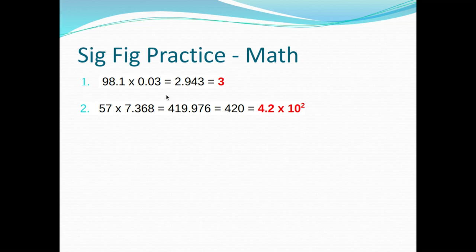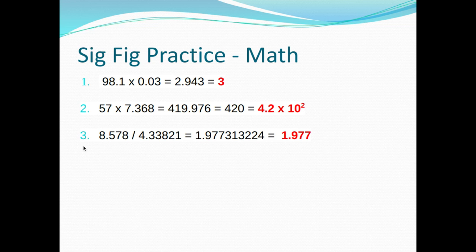My answer on the calculator would have come up to be 419.976. I need 2 sig figs here. So I'm going to look at this and say 419. I need to make that number 2 sig figs. So how can I do that? I need to round this so that it has 2 sig figs. So 419, I'm going to take that to 420 because that's the closest number.